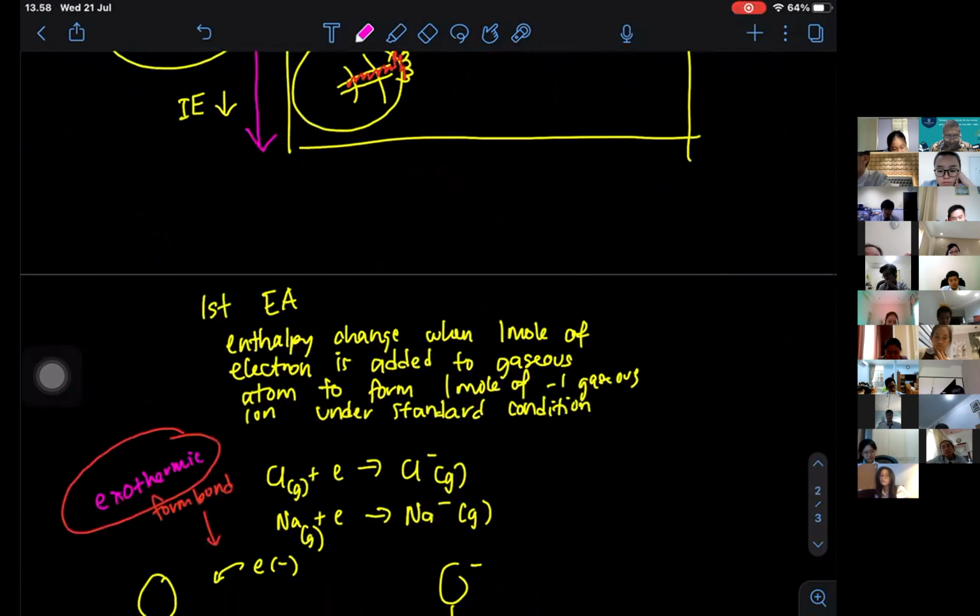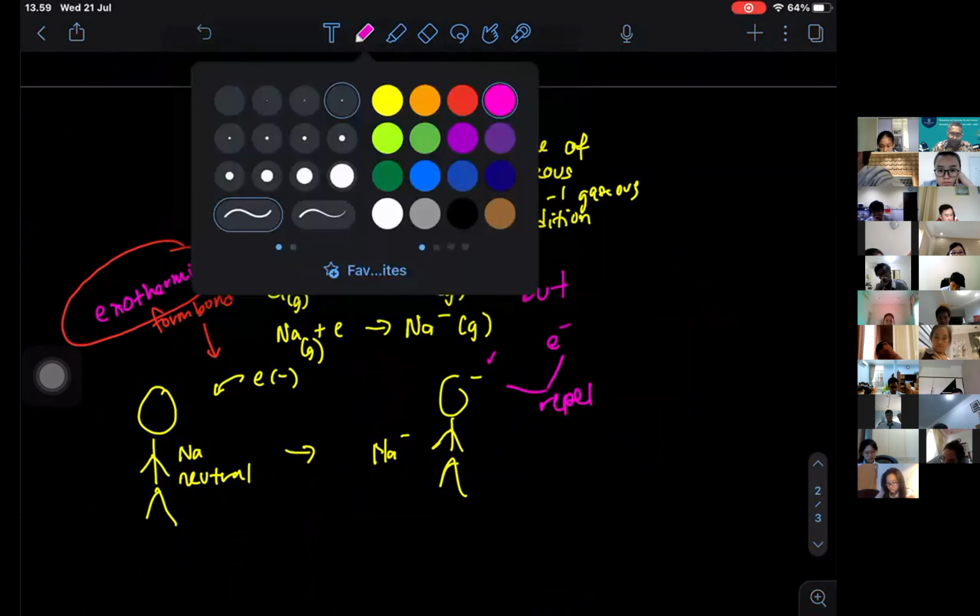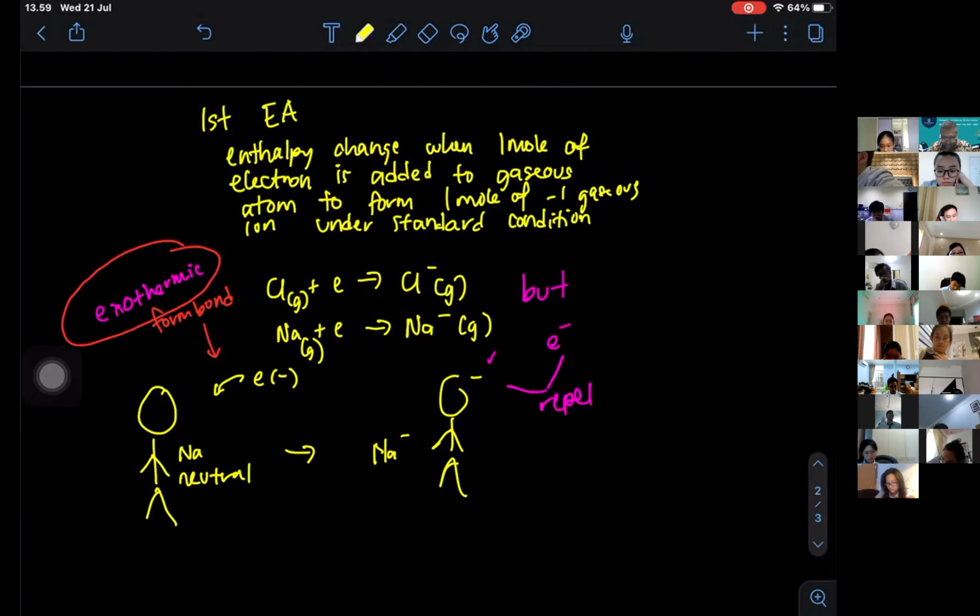But here for the electron affinity, there is no such conclusion. It's going to be always... there is a but. If you are negatively charged, and I bring in an electron, which is also going to be negative, what will happen? The same charges will repel. But I don't care. They don't like each other, the electron and the sodium negative ion.